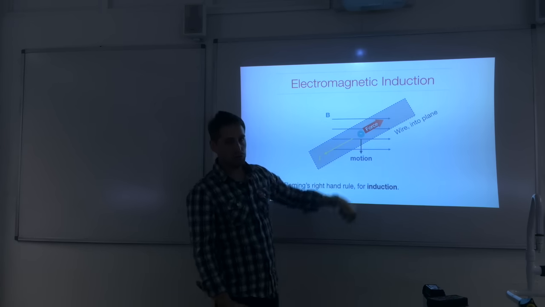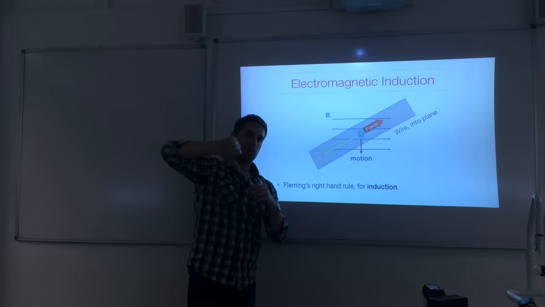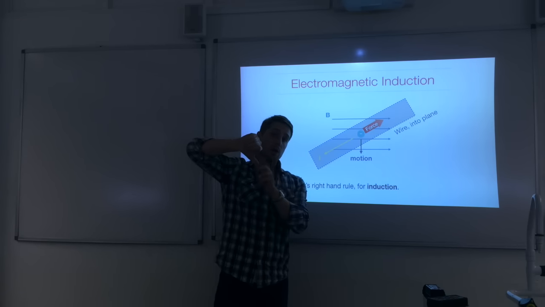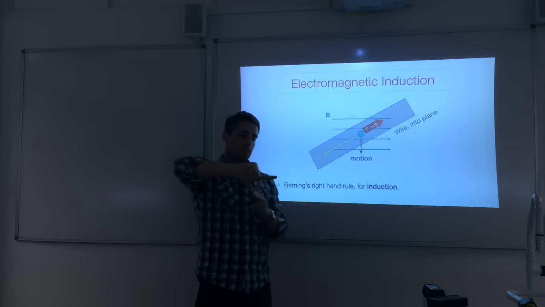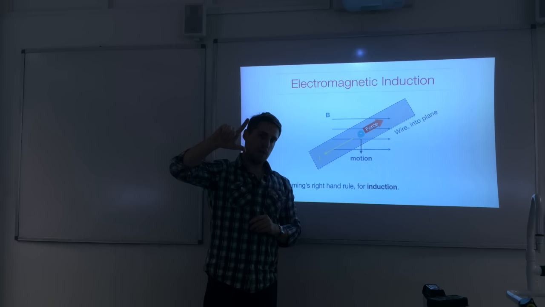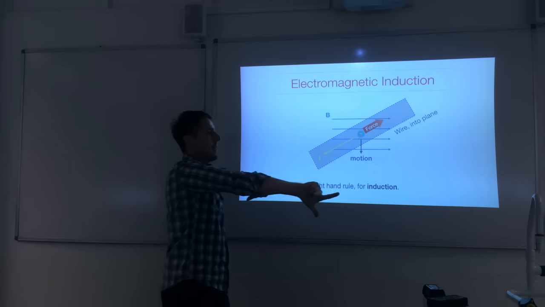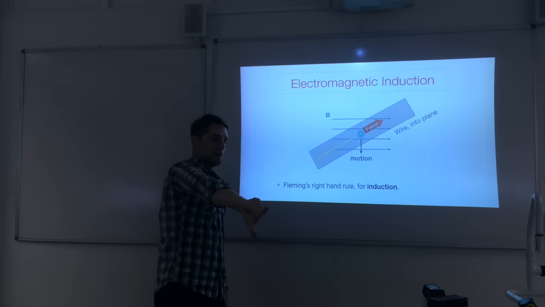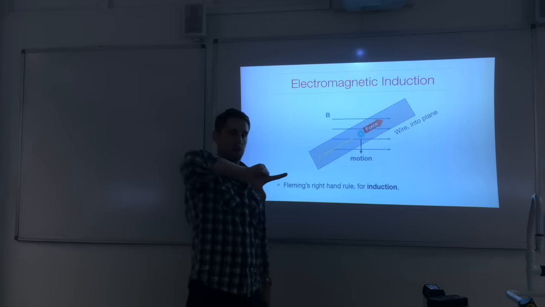So we've got the motion of the wire is down. So we take Fleming's right-hand rule. The thumb on my right hand indicates the motion. The index finger is the field direction, so that's to the right. And then the direction that my second finger points will give us the current, which in this case is out of the plane of the diagram.